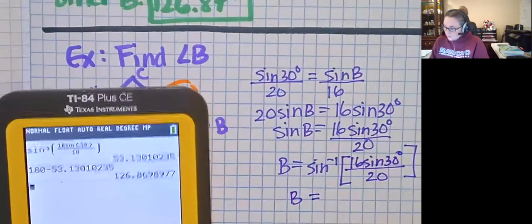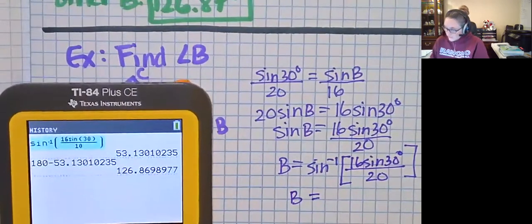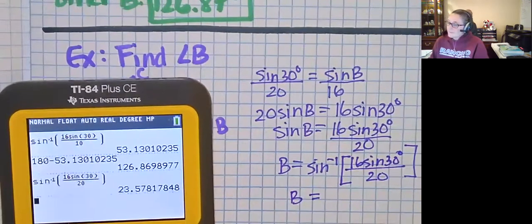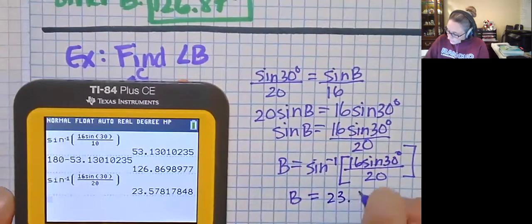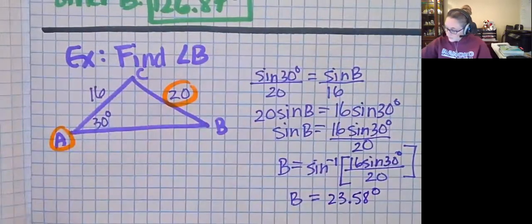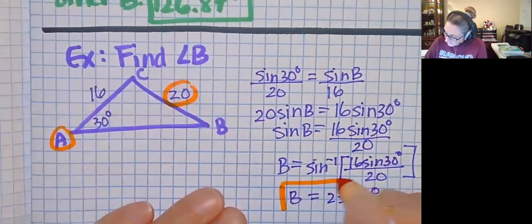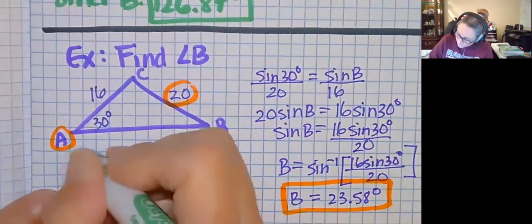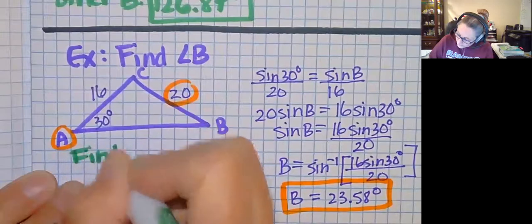Okay, so I'm going to come up and snag this, and I need to change this to a 20. And I get 23 point, let's say 58, so 23.58 degrees. Okay, so that is definitely one possibility. And now I'm going to try to find the other possibility.